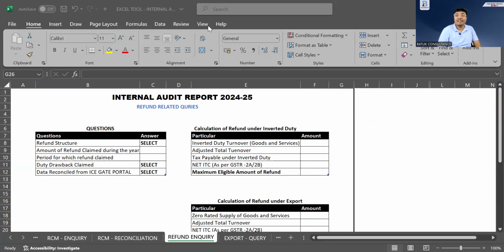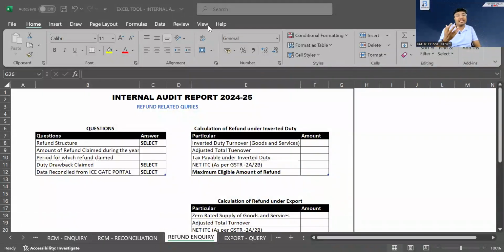And the second situation is inverted duty structure. The rate of GST applicable on my outward supply is less than the rate of GST applicable on my inward supply, due to which there may be accumulation of input tax credit in my electronic credit ledger, so I can go for a refund. Broadly, there are two specific situations in which one can file a refund application. One is on account of export, another is on account of inverted duty structure. These are the two parameters you can say.